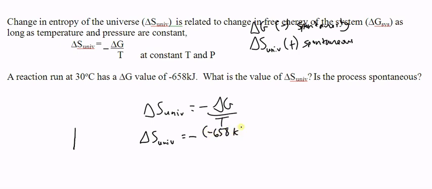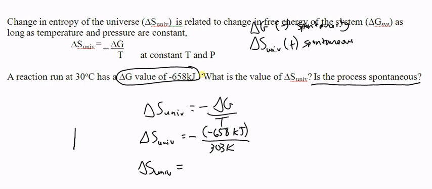658 kilojoules for our free energy value. Temperature is going to be 303 Kelvin, and so we're going to solve for the entropy of the universe, and it should already be obvious, in terms of answering this piece of the question, is the process spontaneous? We already know it's spontaneous just by reading this. We don't need to have a delta S value to determine whether or not the process is spontaneous. We need to have a delta S of the universe value in order to be able to answer what is the value of delta S of the universe.